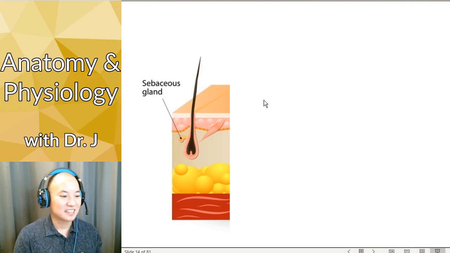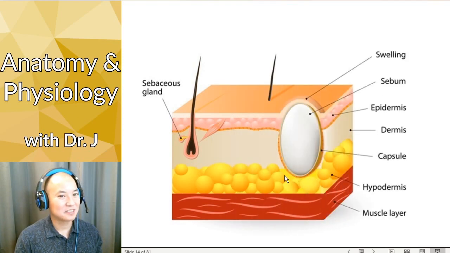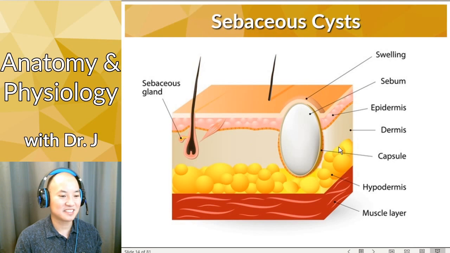Well, I'll tell you what can happen. So here's a sebaceous gland, and again, acne comes and goes. But what happens if sebum continues to accumulate? It can result in something we call a sebaceous cyst. And notice that with the border of the epidermis and dermis, this kind of follows here. So all the sebum accumulates right here in this gland, and it actually forms a capsule right here.